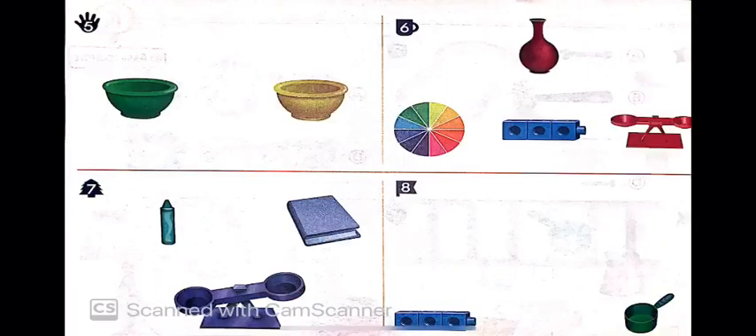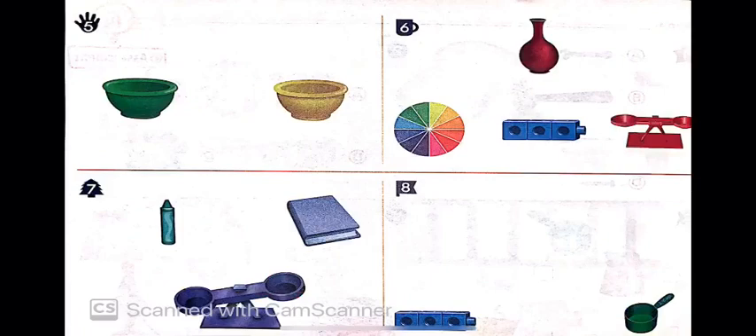Number five, draw a circle around the container that holds more, or underline the containers if they hold the same amount. So what do you think here? Do I have a container that holds more, or do both of them hold the same amount?